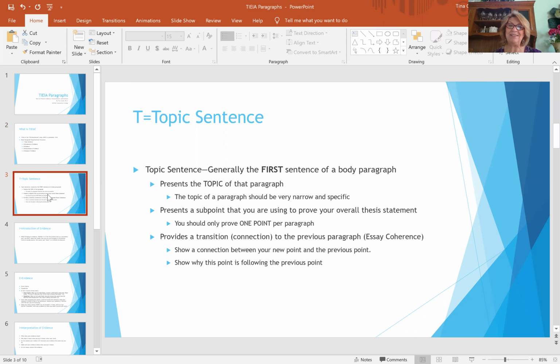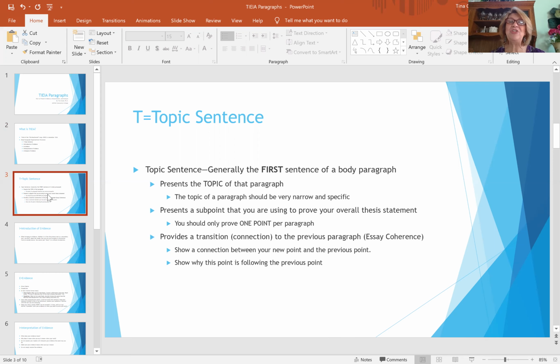What is a topic sentence? A topic sentence is generally the first sentence of a body paragraph. It presents the topic of the paragraph, but that topic should be very narrow and very focused, something that can be discussed in one paragraph. It should present a subpoint that you are going to use in order to prove your thesis statement overall. Remember, 1 point per paragraph.